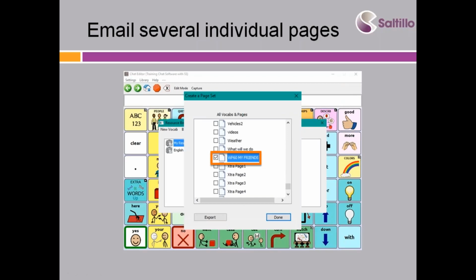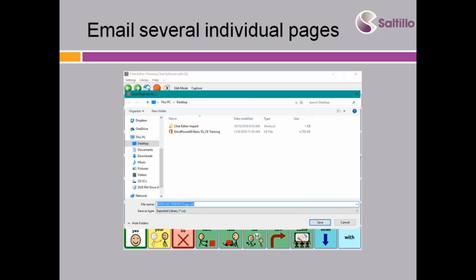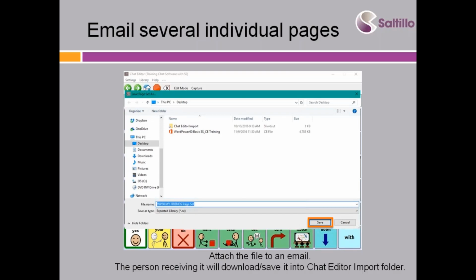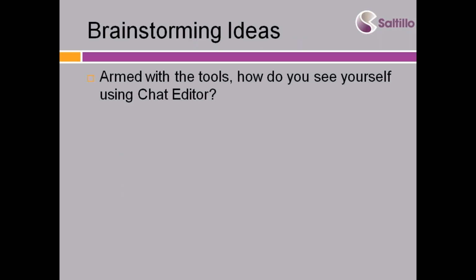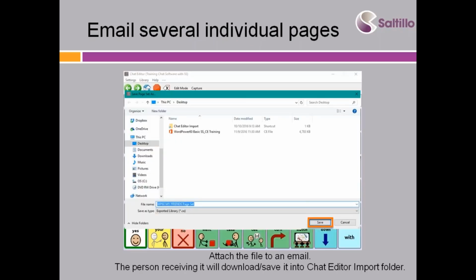So this right here is the My Friends. This was a great idea that in a classroom somebody took pictures and had all the kids on there with all their names on it, and then they wanted to give these to the other device users in there. So they only had to make this page once, and then they could pass it along. So they said, okay, I'm going to export this one. Again, it's going to say, where do you want to save this? And you're going to save it right on your desktop. And then once you do it, you attach it to your email. The person then puts it into the chat editor import file.